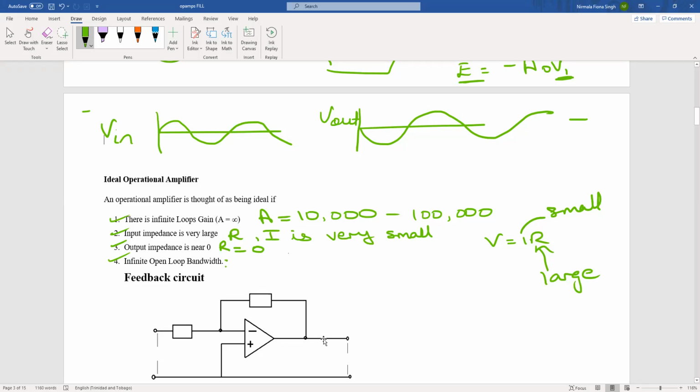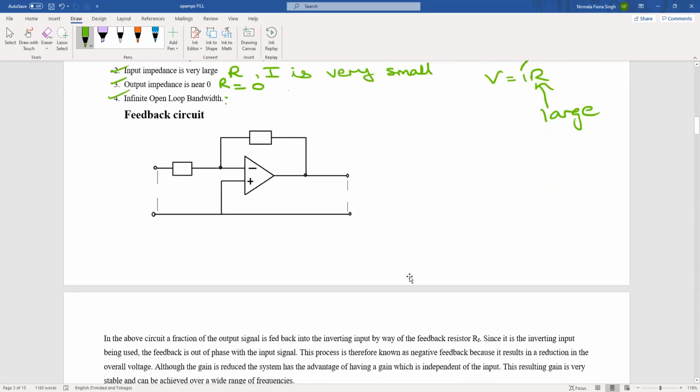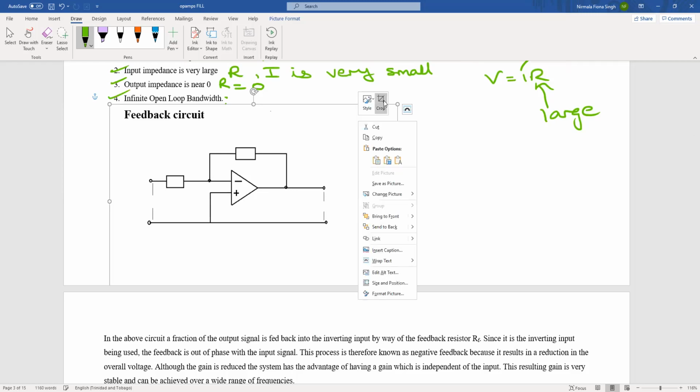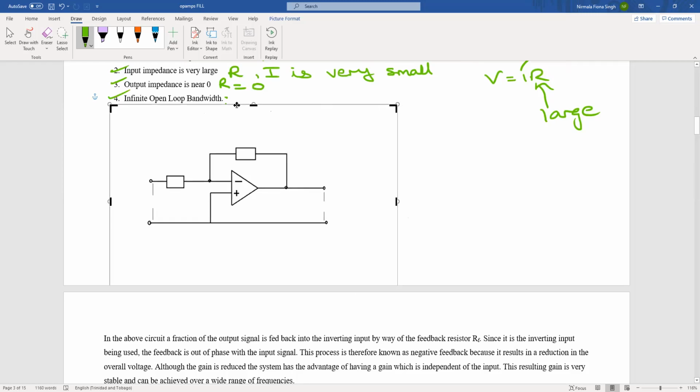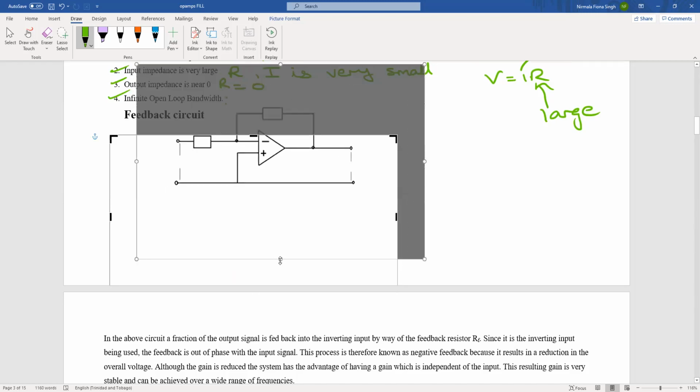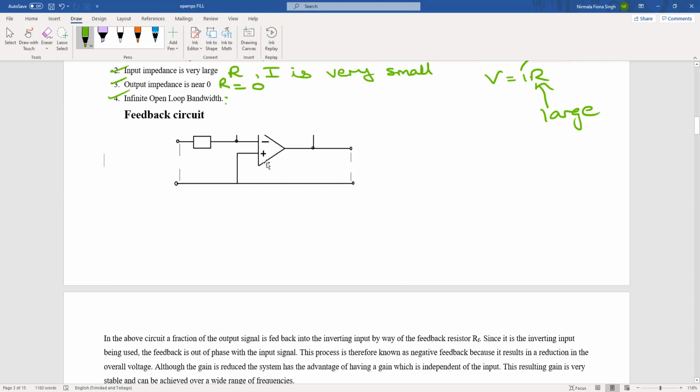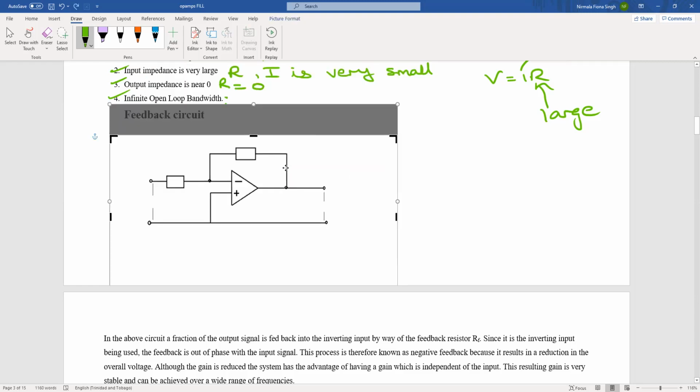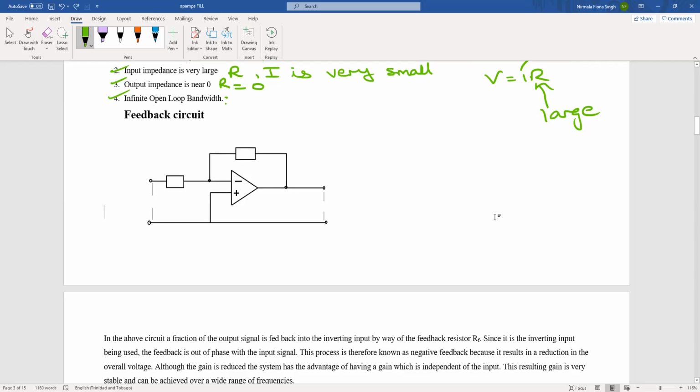So, feedback circuit. That's to label the feedback circuit here. Let me just get this a little bigger. All right, so what a feedback circuit is, it's essentially a circuit that is used to pull back some of the current into your amplifier. So R.